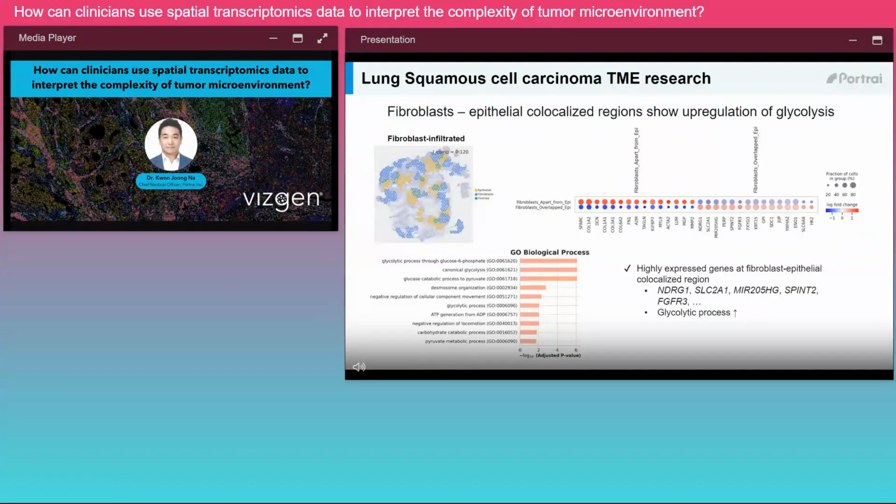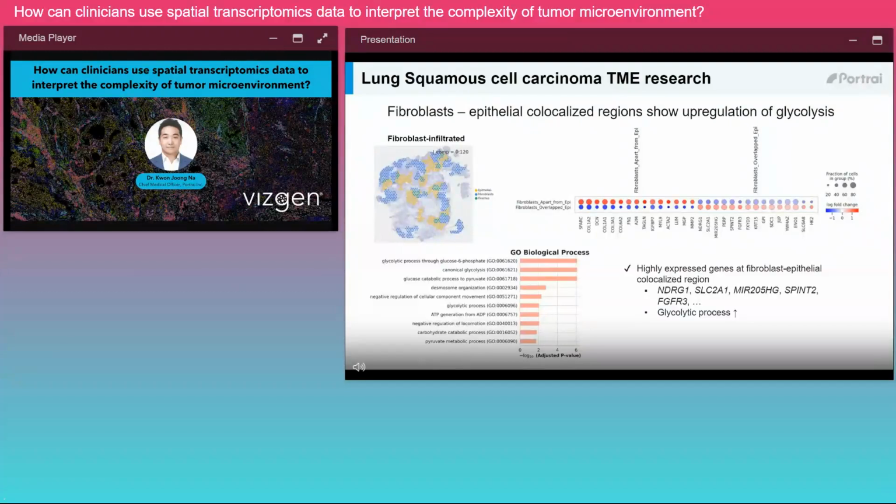This co-localization analysis suggests an interaction between these cell types that could influence the tumor metabolism. The dot plot on the top right displays the gene expression differences between the fibroblasts co-localized with epithelial cells and those apart from epithelial cells. Of note, genes involved in glycolysis, such as NDRG1, SLC2A1, are highly expressed in the co-localization regions.